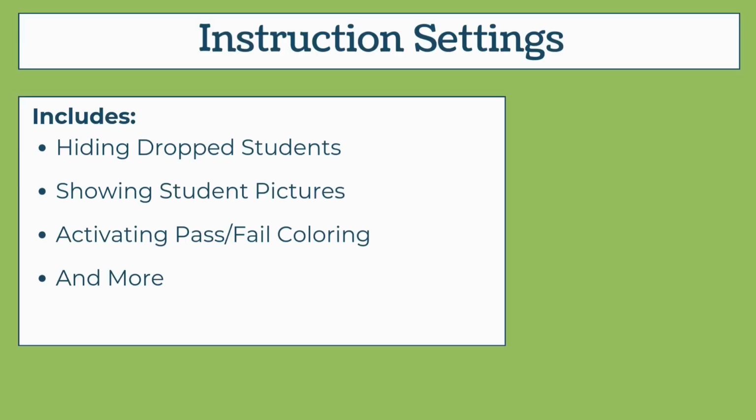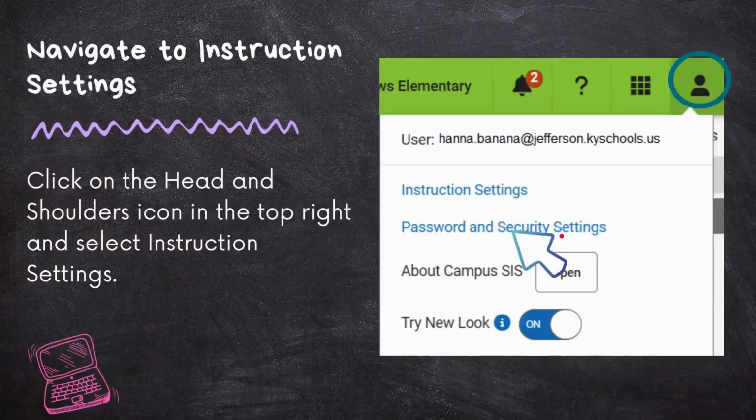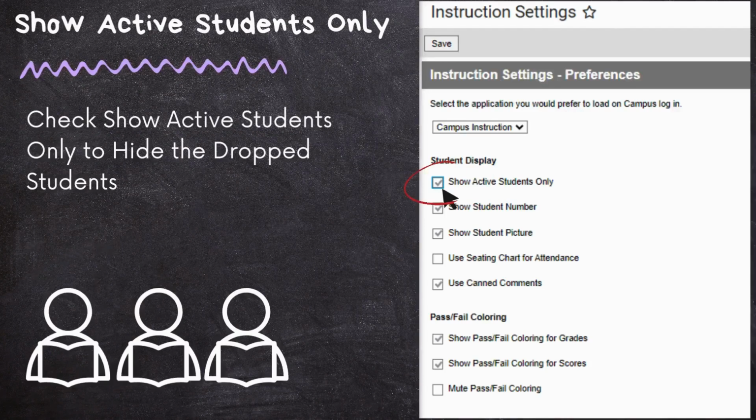We will take a look at instruction settings, which includes hiding dropped students, showing student pictures, activating pass-fail coloring, and more. To navigate to instruction settings, click on the head and shoulder in the top right corner and then select Instruction Settings. The first box, Show Active Students Only, when checked, will hide any students that have been dropped from the section. If this is not checked, dropped students will still display in red.